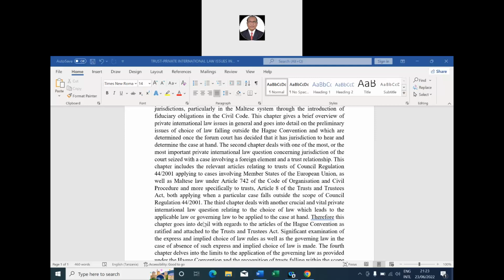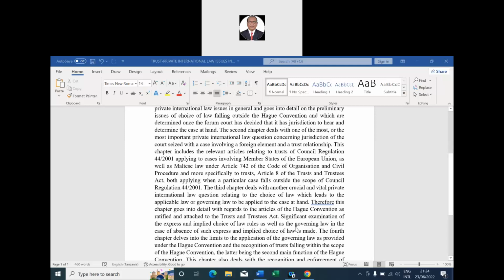Therefore, this chapter goes into detail with regard to the articles of the Hague Conventions as are ratified and attached to the Trust Act. So there should be a Hague Convention regarding the trust, and let us see whether we have a Trust Act in Tanzania. Now we will see it.